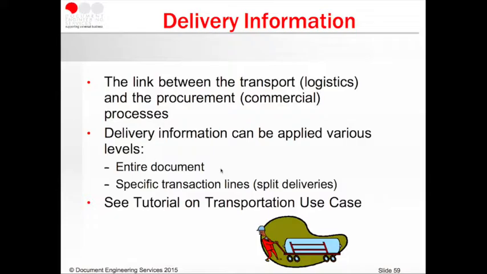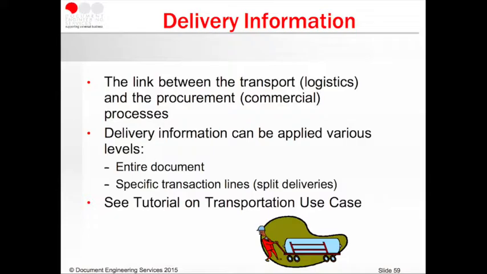So we've talked about parties and items and line items, transactions, and let's look now at fulfillment. Once we've got these items identified in transactions, how are they delivered? And the delivery process is really a link between what I refer to as the logistics supply chain and the commercial supply chain, the transport and the procurement parts. So this is where they join together.